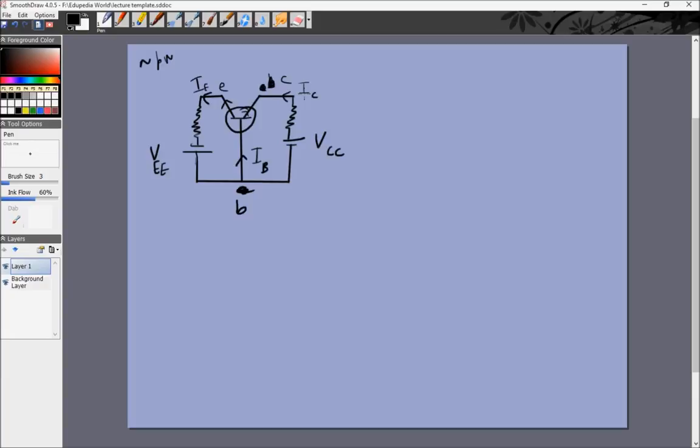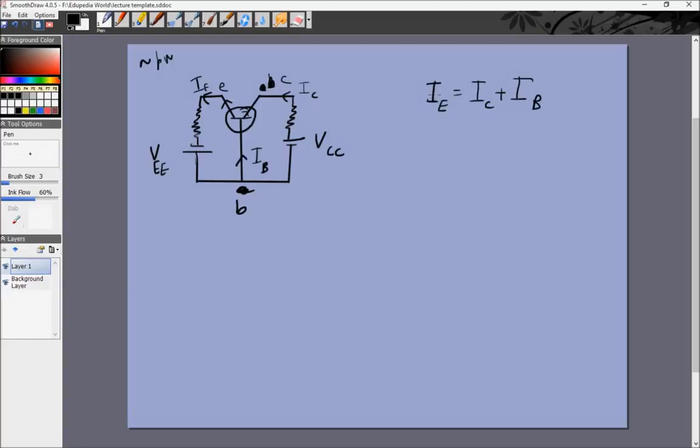Now, since the current is flowing from the base to the emitter, that means electrons are going from the emitter to the base. But since the base is actually very thin, most of the electrons going from the emitter to the base will go directly to the collector. A few of them will come outside from the base, but most of them will go to the collector. So by KCL we can see that IE is equal to IC plus IB.